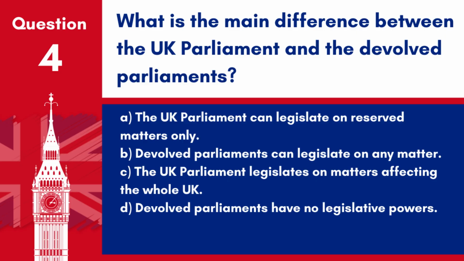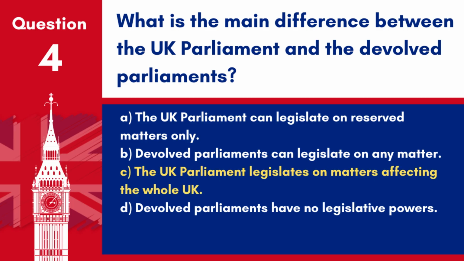Question 4. What is the main difference between the UK Parliament and the devolved parliaments? A. The UK Parliament can legislate on reserved matters only. B. Devolved parliaments can legislate on any matter. C. The UK Parliament legislates on matters affecting the whole UK. D. Devolved parliaments have no legislative powers.